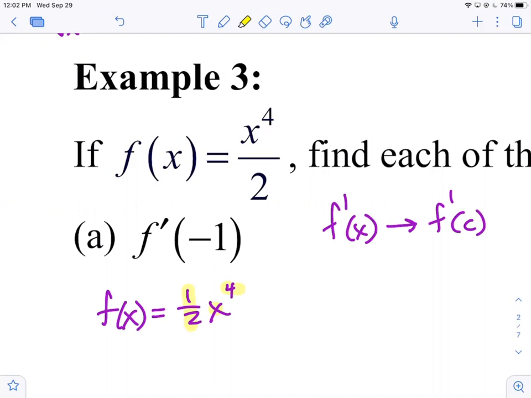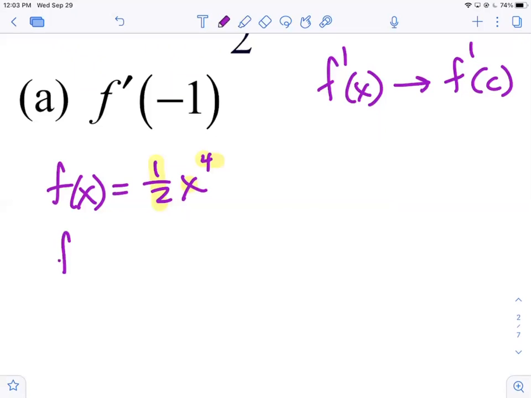So dividing by 2 is the same as multiplying by 1/2. So here we go. F prime of x, that's the derivative of the left, notation. And now I don't need to set up the limit definition.